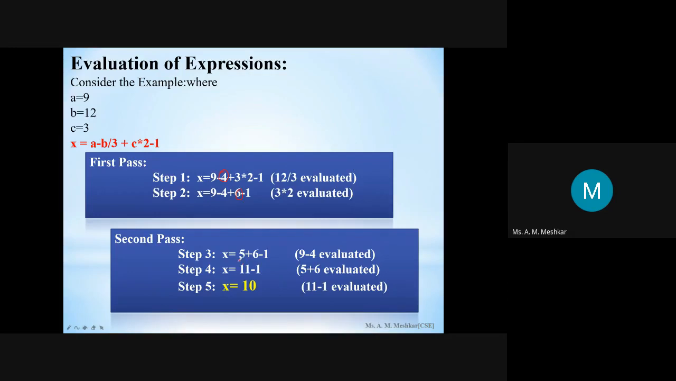Next step, here you can see, this is our final expression, and in it we will go from left to right. Okay, so in left to right, first comes 9 minus 4, so 5 is evaluated. Then comes the 6 here. This is the final expression. Let us evaluate it again. 6 plus 5 will be evaluated, and then the last 11 minus 1 is evaluated. So the answer of this complete expression is 10, and hence 10 is the final value of x. Okay, so this is how we evaluate the arithmetic expressions.